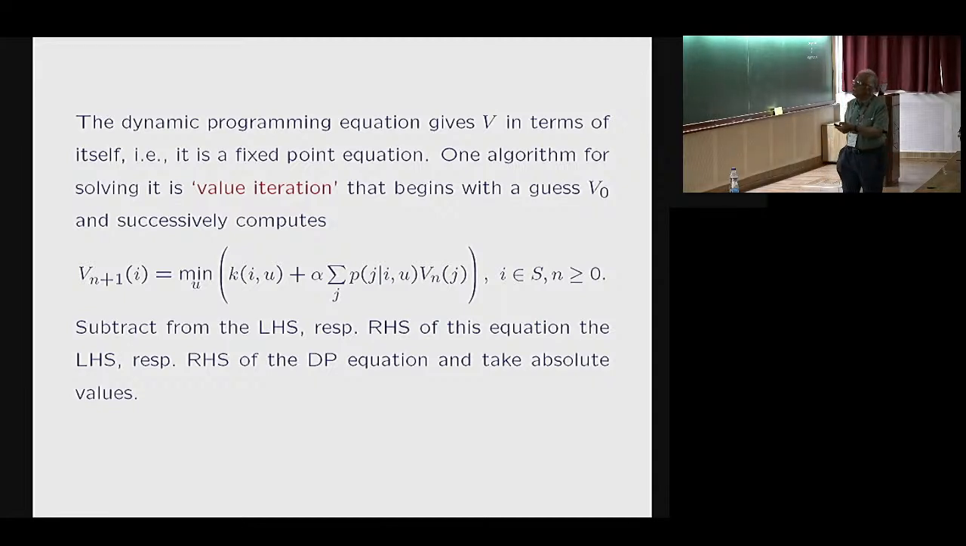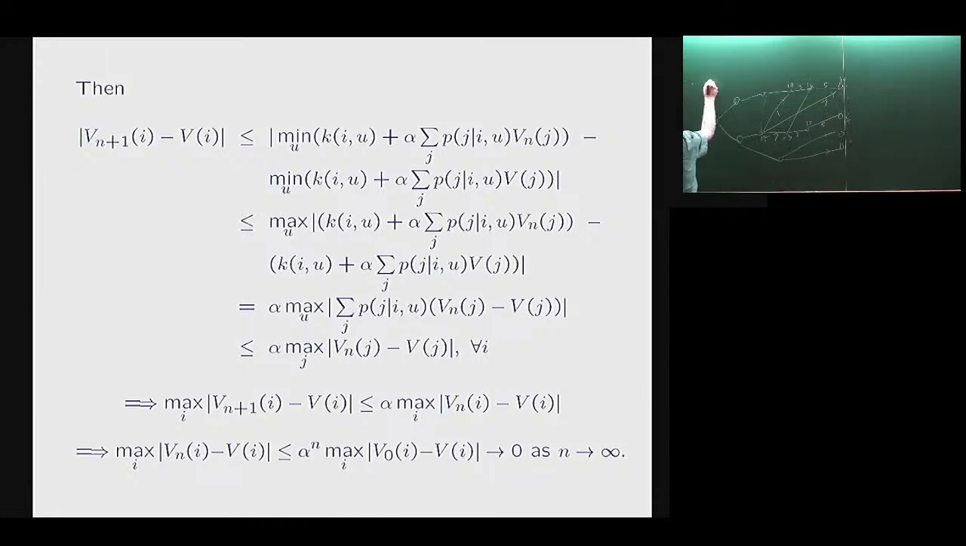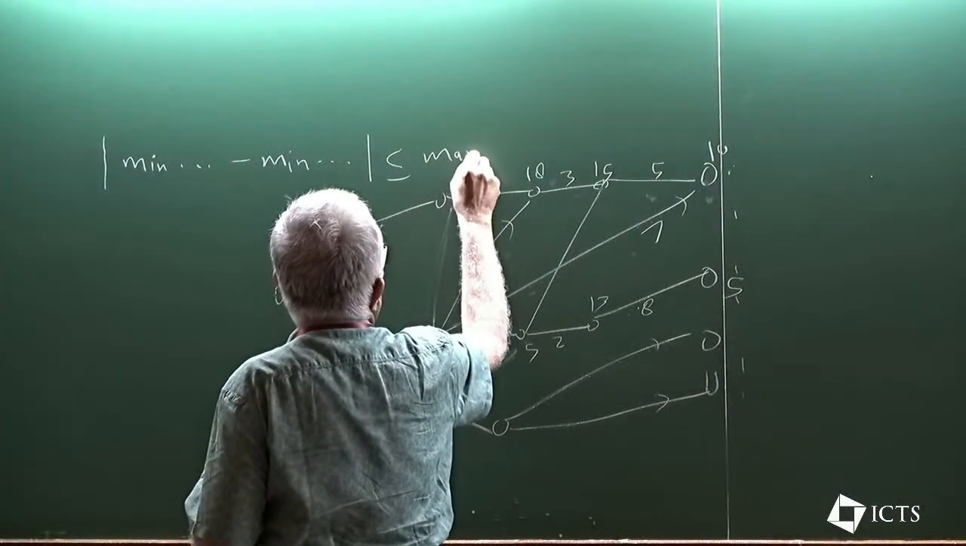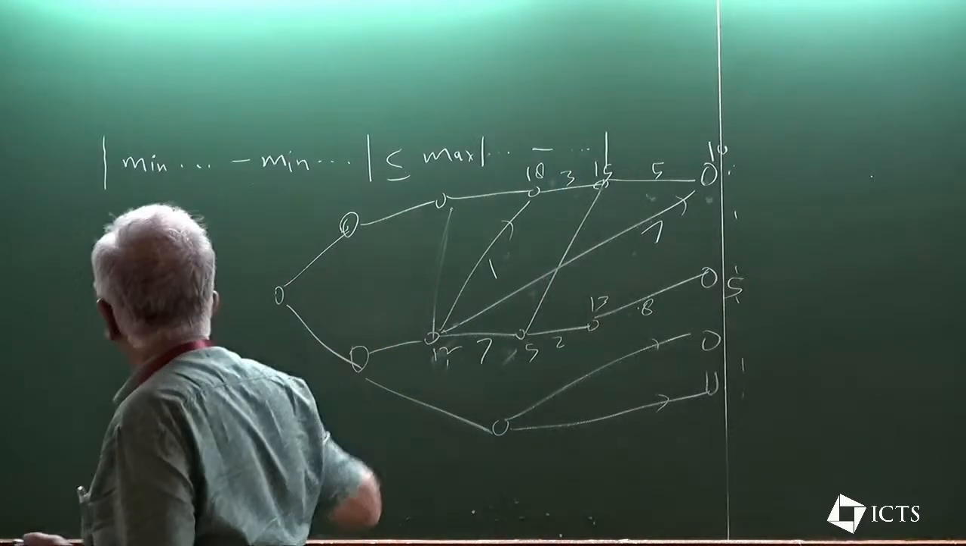Plug the current guess in there, and then perform the minimization. And if v is the solution, this is a routine calculation. Suppose we see how far v n plus 1 at i is from v at i. Just use the dynamic programming equation, plug in the right-hand side here. Then the modulus of min minus min is less than or equal to max of the modulus of the difference. This is a universal fact, and if I put max here, the same thing is true.